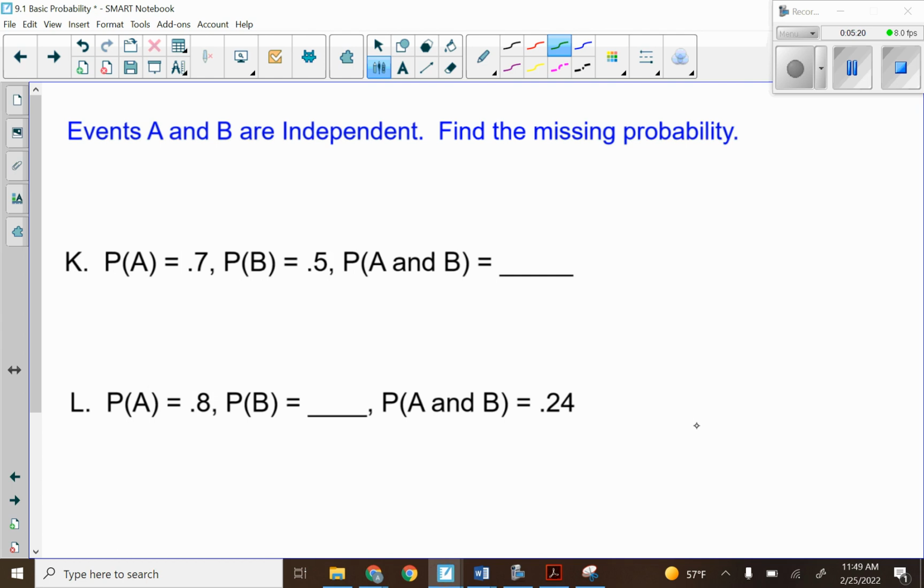Now, sometimes you have to find the missing probability. So you want to think of that formula: P of A and B equals P of A times P of B.